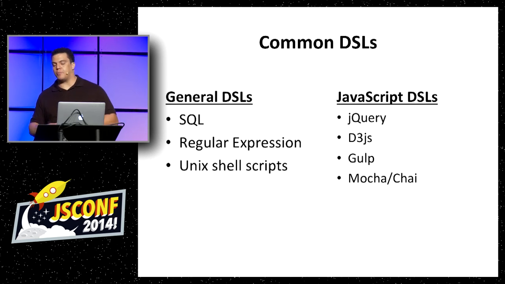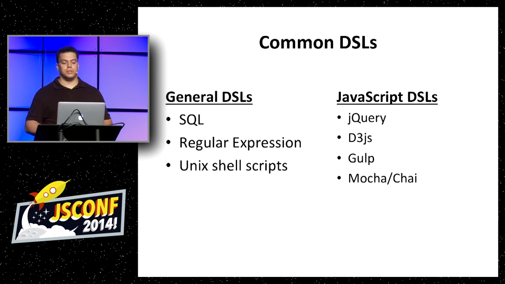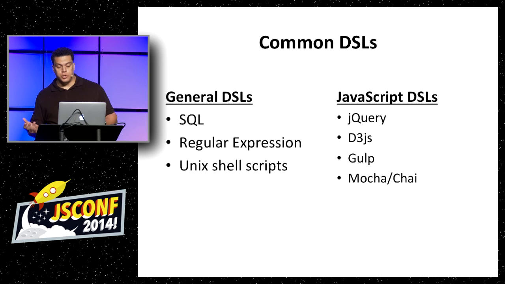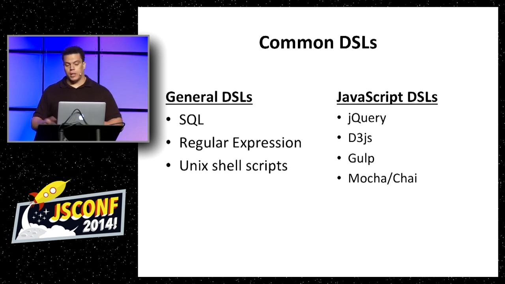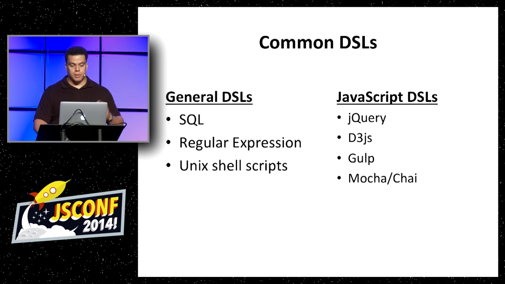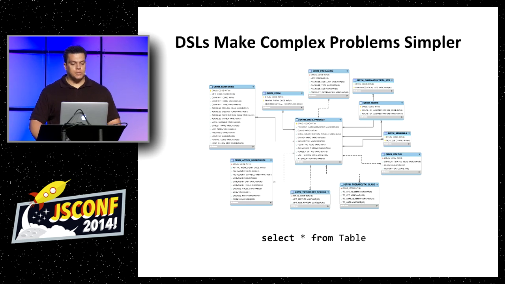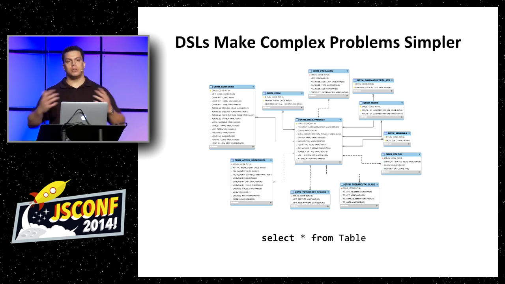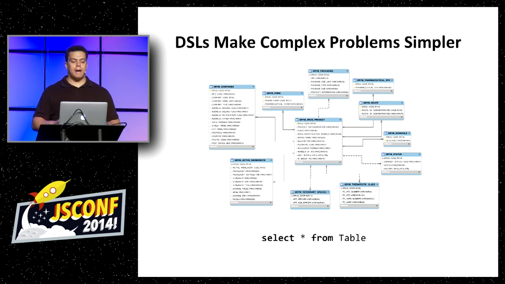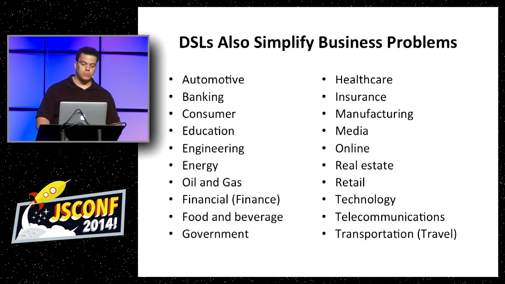In the JavaScript community, we've got a really good culture of wrapping complex technical domains in DSLs. jQuery, obviously, and some of my favorites. I love D3JS, and I use Mocha and Chai a lot. And Gulp is something that we're probably going to switch to before too long at work. So DSLs, generally, all DSLs, they make complex problems simple. That's their goal. SQL, for example, makes dealing with relational data very simple.